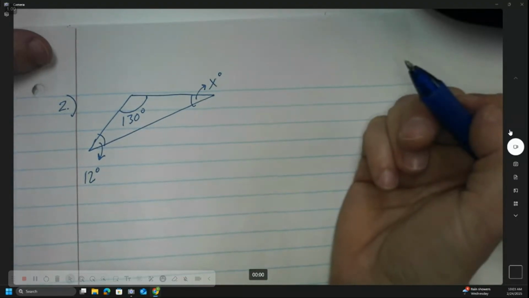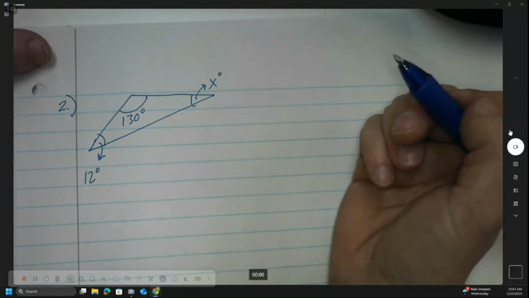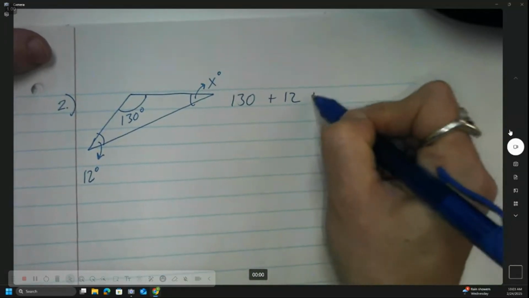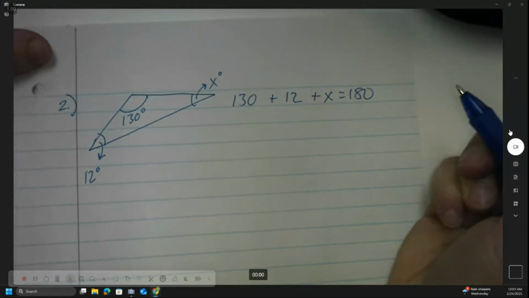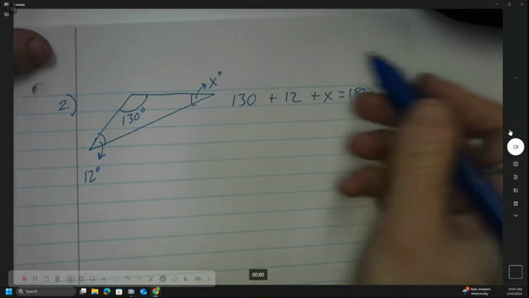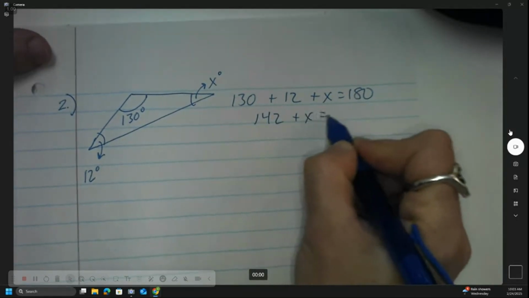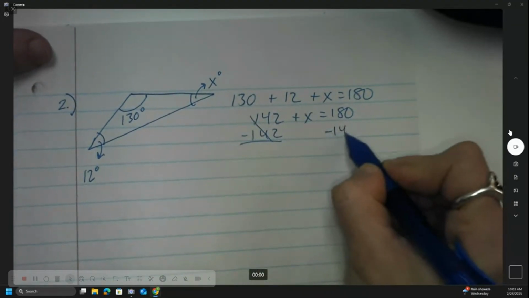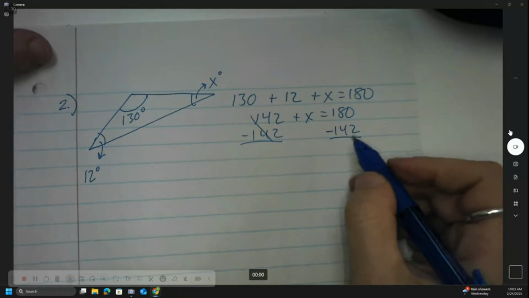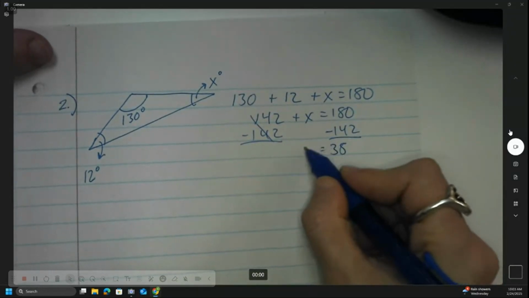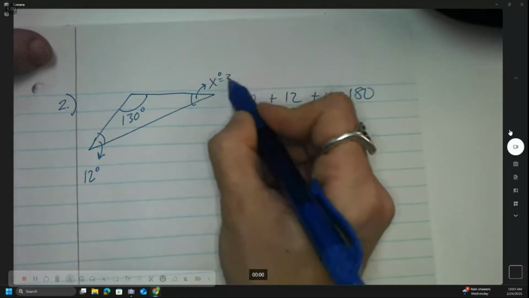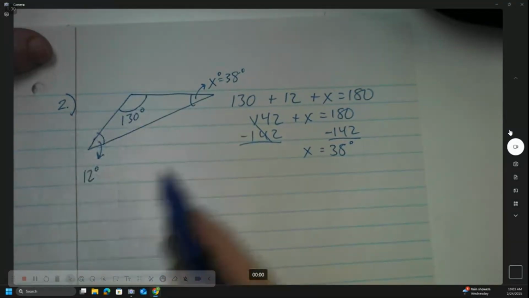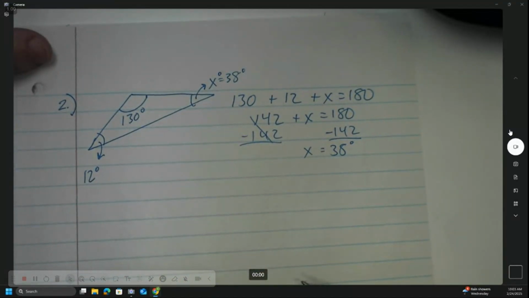Let's go ahead and understand again that the sum of all the angles in a triangle equal 180. So we got 2 of them. 130 plus 12 plus x is going to equal 180. Well, 130 plus 12 is 142 plus x equals 180. I'm going to subtract 142 from both sides. 180 minus 142 is 38. Bring down your equal sign, bring down your x. 38 degrees equals x. Now you can check your work if you want. 130 plus 38 plus 12 does all equal 180 degrees inside that triangle.